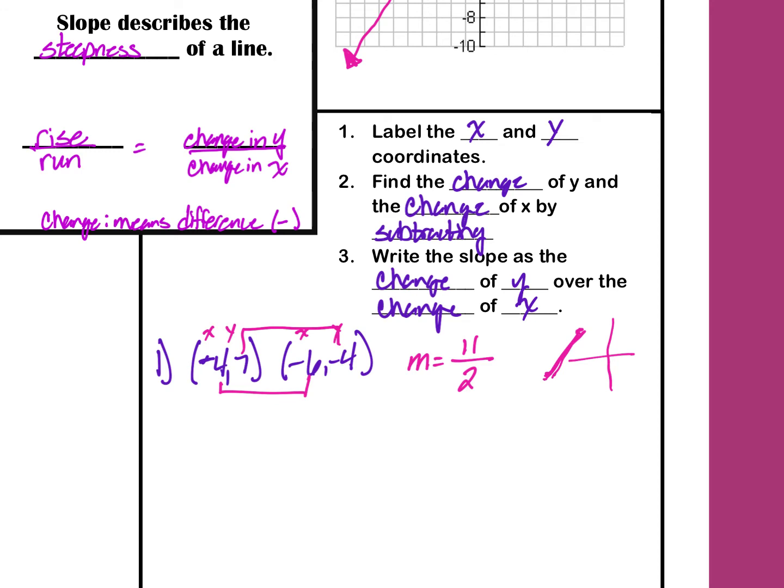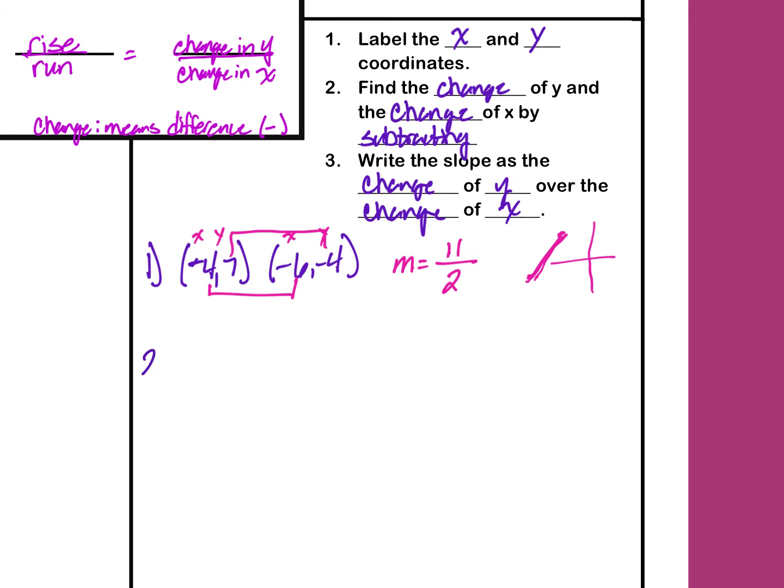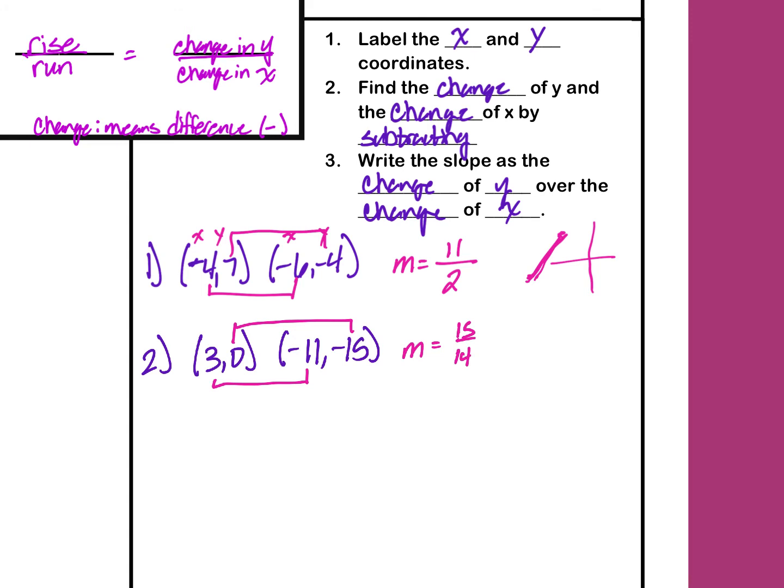We're going to do it again. Okay? So number 2, if I have another 2 points, and I've got 3, 0, and -11, -15. Again, we're going to do the y's first, right? And then the x's. So what's my distance between 0 and -15? 15, beautiful. And what's my distance between 3 and -11? 14. Okay, now I need to know if my slope's positive or negative, right? So I'm going to do a quick sketch. Where's 3, 0 at? Somewhere over here, right? And -11, -15, somewhere over there. What's my slope? Positive or negative? Positive. So my slope's going to be positive.